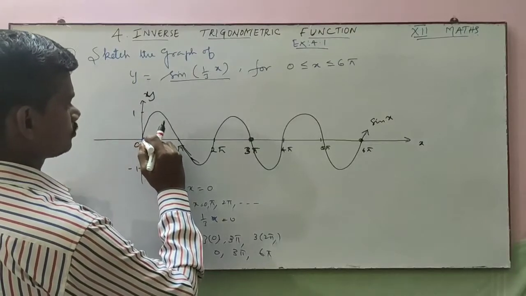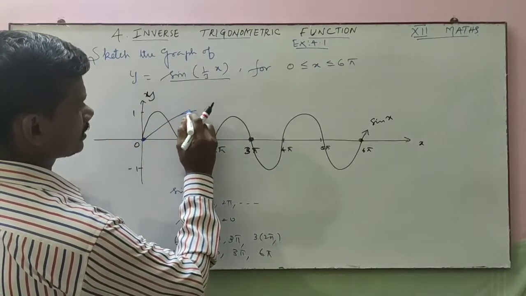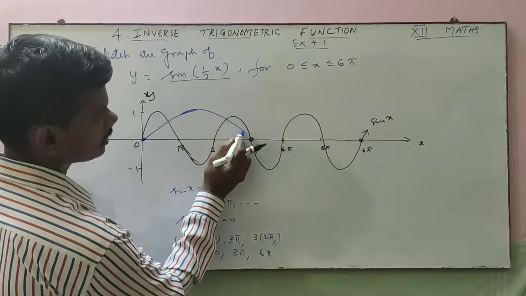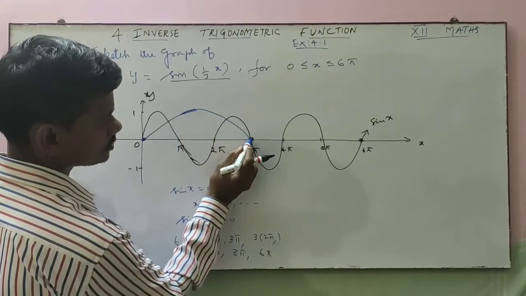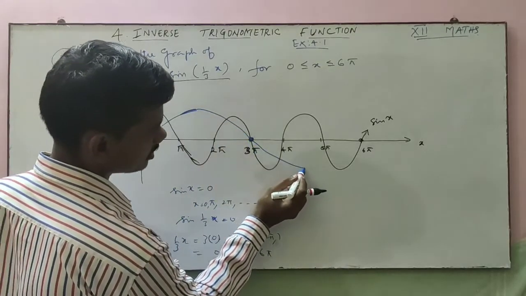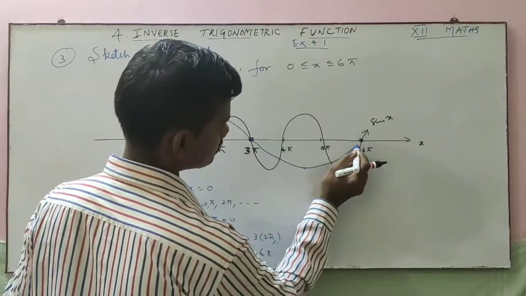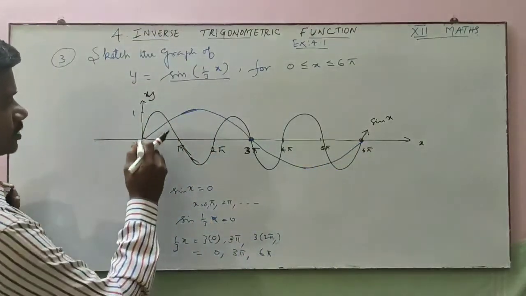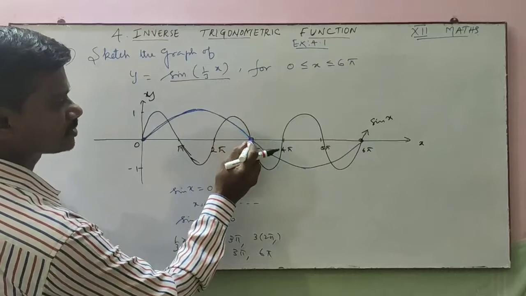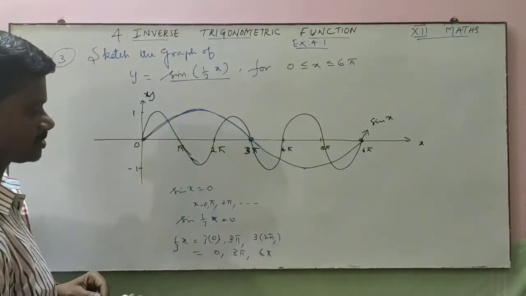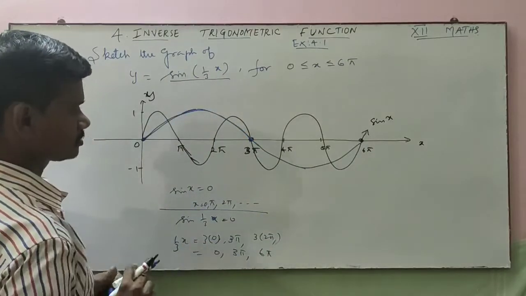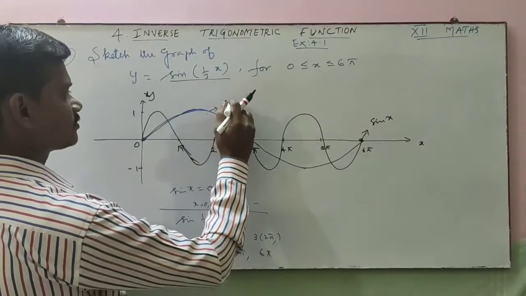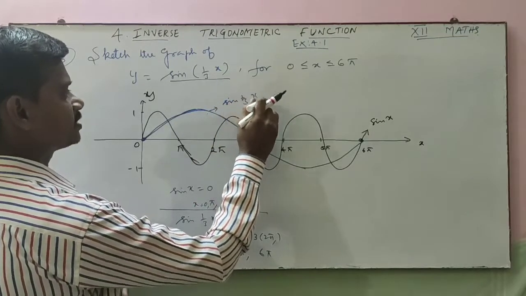So I have to move and get the maximum value and to the 0, and I go to the minimum value, then I have to reach the 6 pi. So this is the graph of sin 1 by 3x. This is the graph of sin 1 by 3x.